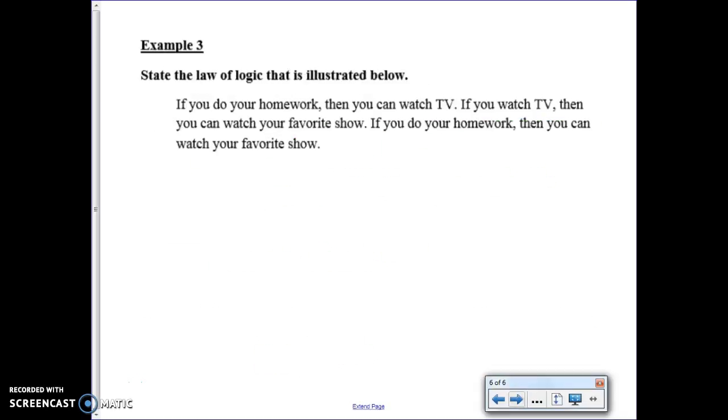Okay, for our last one it says, state the law of logic that is illustrated below. If you do your homework, then you can watch TV. If you watch TV, then you can watch your favorite show. Our conclusion is if you do your homework, then you can watch your favorite show. You should immediately think, okay, I see three if-then statements taken out that middle piece there. So this is the law of syllogism.